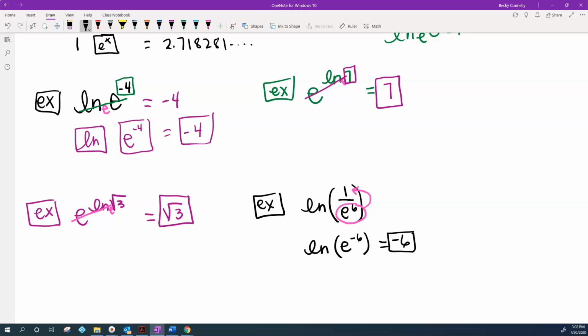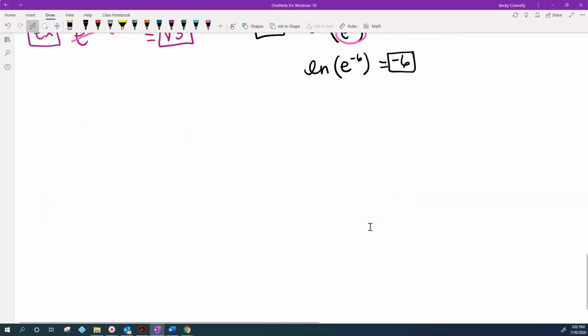All right, so that's kind of what we're doing on these types. And then let's just do a couple more with the calculator just to make sure that you're good with it. And then we'll take a little break. Okay, so everybody try and do the natural log of 4,568. And I want you to round these to 4 decimal places.